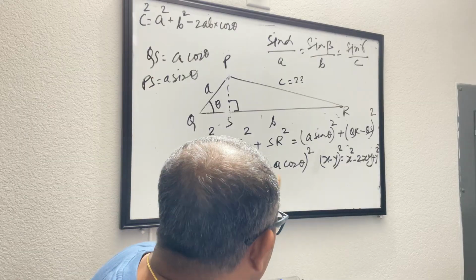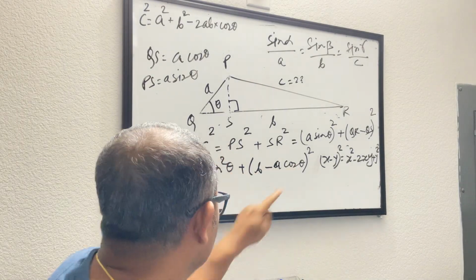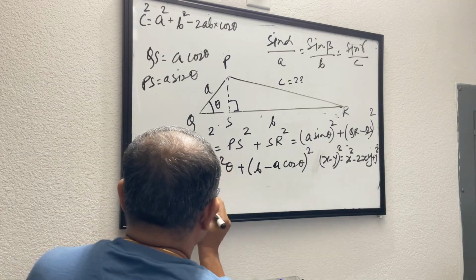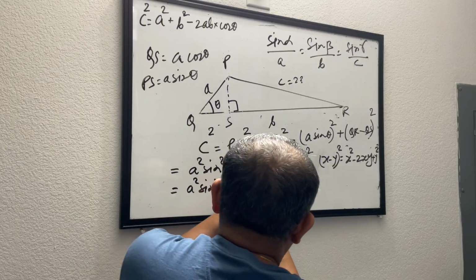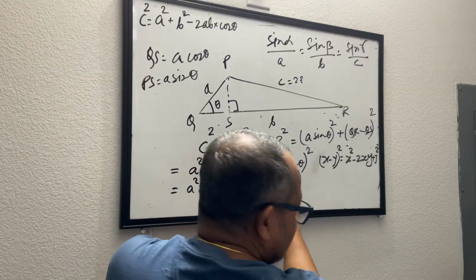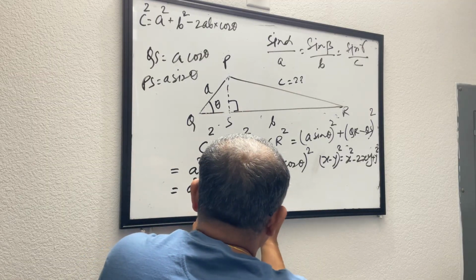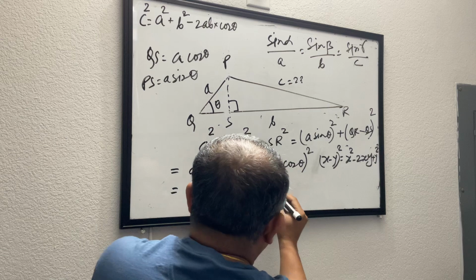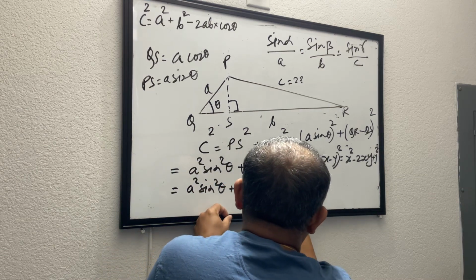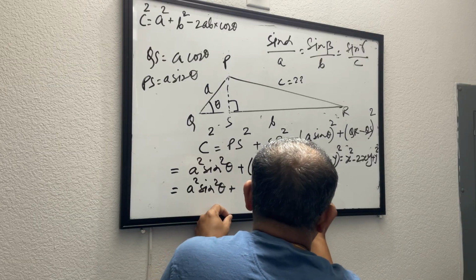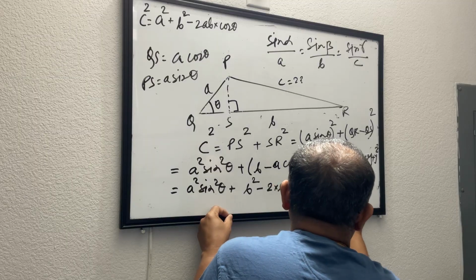This is my x, this is my y. X minus y whole square. So let's break it down. So this part remains as is, a square sine square theta, plus this is my x, this is my y. A cos theta is my y, b is my x. So this will be x square, that will be b square, minus 2xy. So 2 into b, and this is my y, a cos theta, plus y square, which is a square cos square theta.